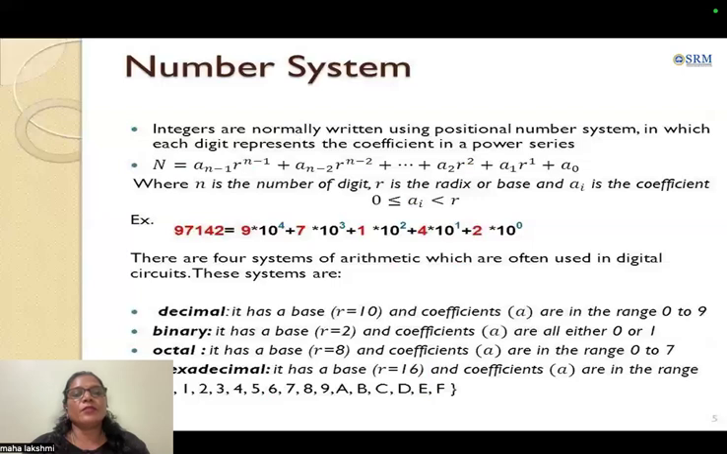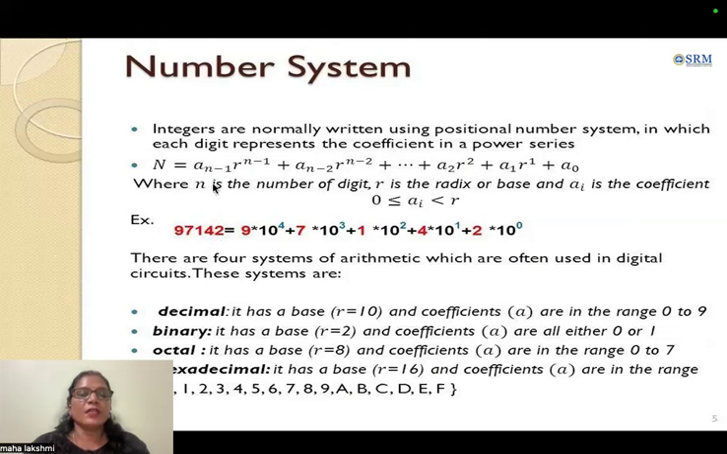In number systems, any integer number can be written positionally with respect to positional number systems. The general format of any number system can be represented mathematically by this formula: N = a(n-1) r^(n-1) and so on, where n is the number of digits. Now, how many digits do we have? For example, 97,142 has 5 digits, so n is 5 for this particular number.